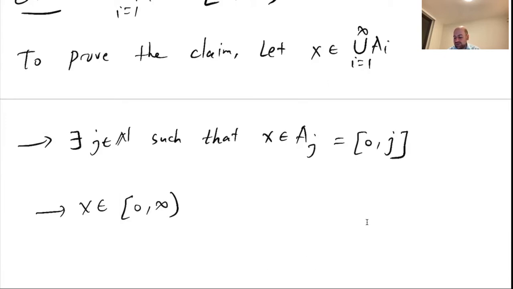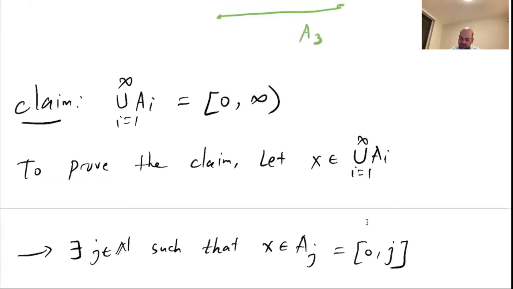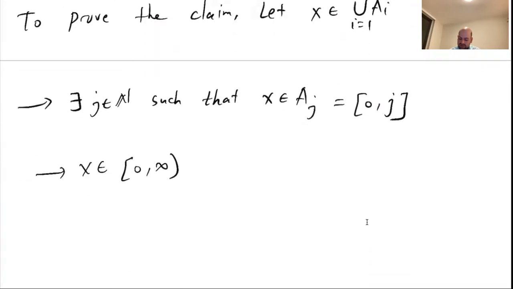So if x is inside 0 to J, it will also be inside 0 to infinity. So I took one element in the left-hand side and showed that it has to be in the right-hand side.